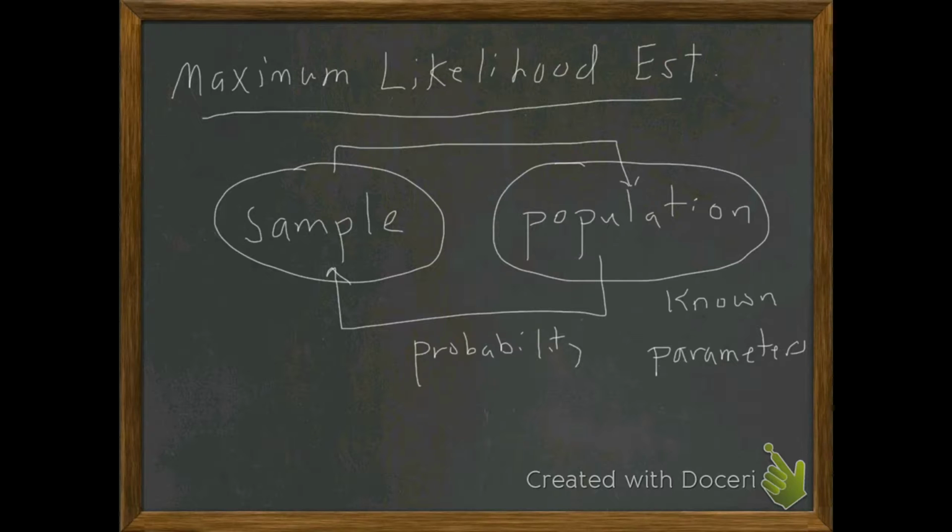So, for example, my population is a deck of cards. I have a standard deck of cards, 52 cards. It's ace of spades, diamonds, all this stuff. I can determine the likelihood of getting a particular sample, for example, drawing the ace of spades. I can calculate this probability because I know the deck of cards that I'm drawing from.